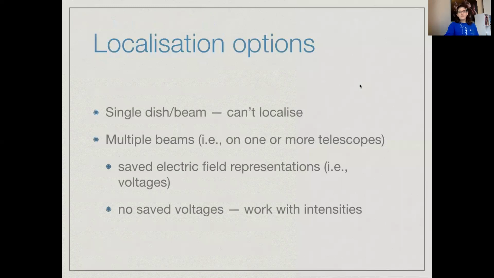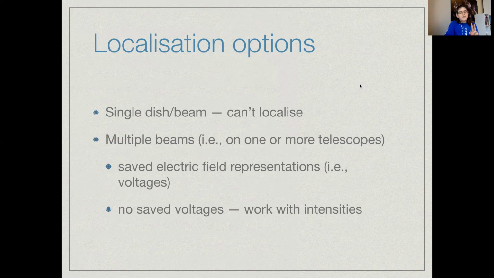All right, so now we know there are different kinds of beams and ways of beamforming and some trade-offs. So what do these give us in terms of localization? Well, if it's a single beam, nothing really. There's no real way to tell exactly where the FRB is within the beam, so not really helpful. If we have multiple beams, however, either on one telescope or multiple telescopes, then we've got some options.